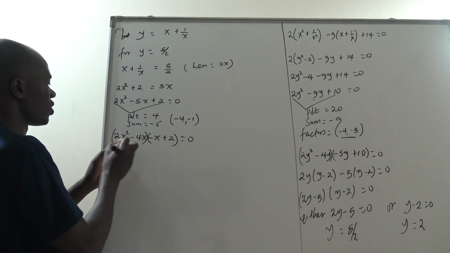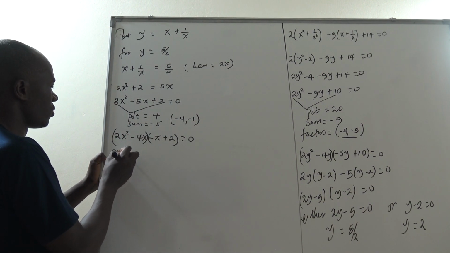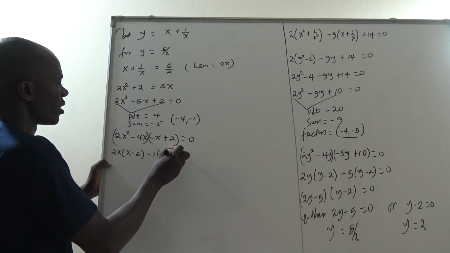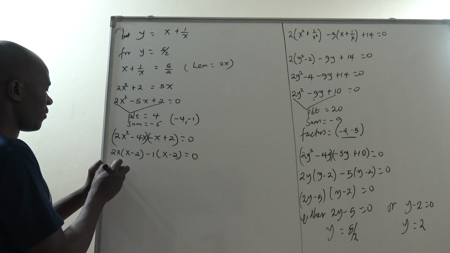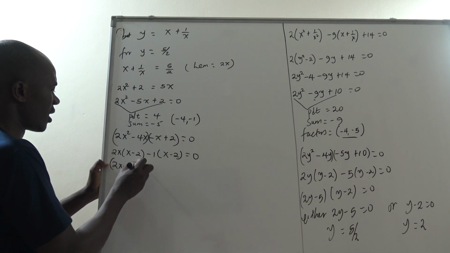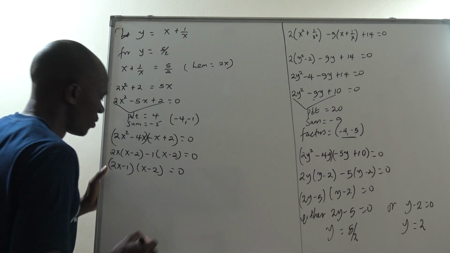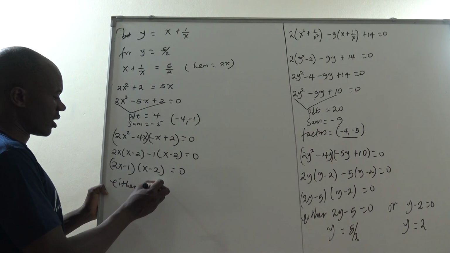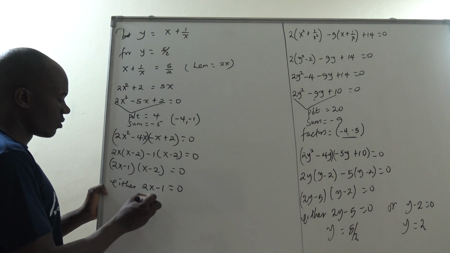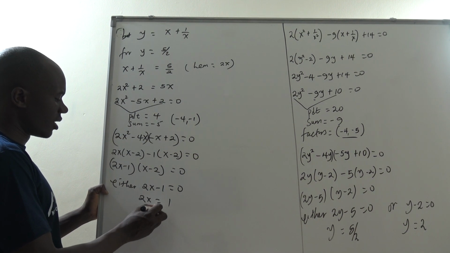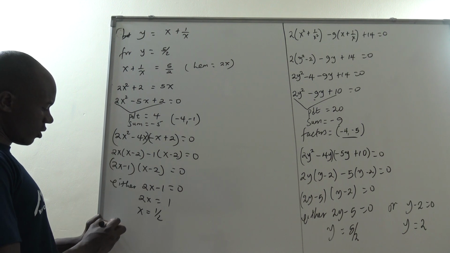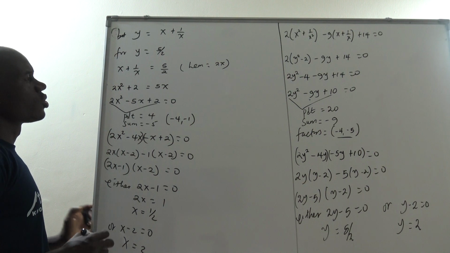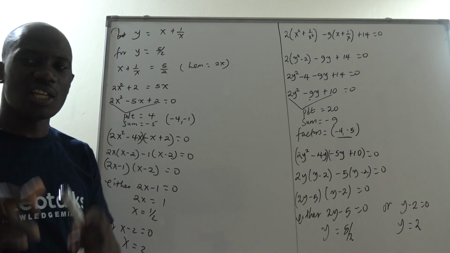We factor out what is common: 2x into x minus 2. What is common is -1 into x minus 2 equals 0. So we have 2x minus 1 again into x minus 2 equals 0. We are going to say either 2x minus 1 equals 0, so 2x equals 1, and eventually x equals a half. Or x minus 2 equals 0, x equals 2. So we are done with the first scenario.